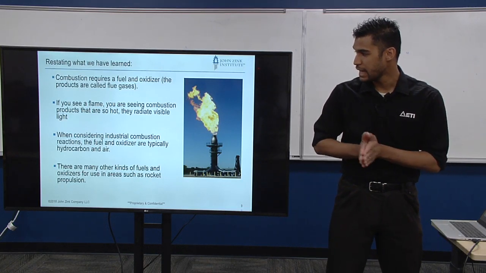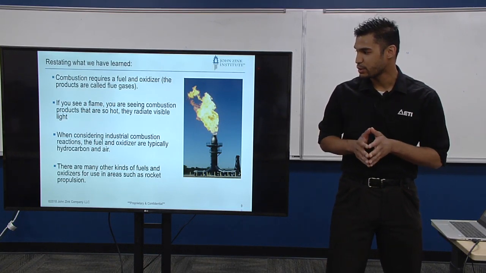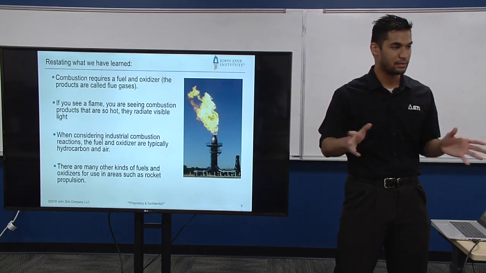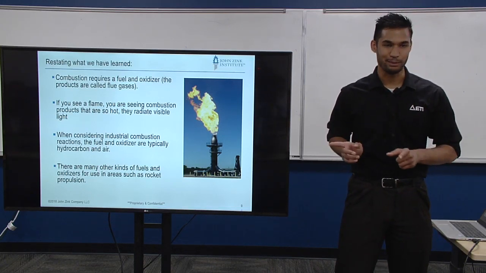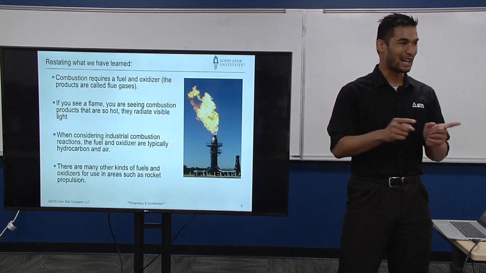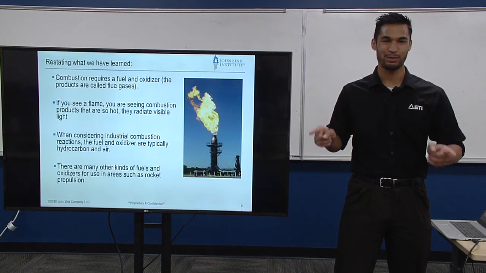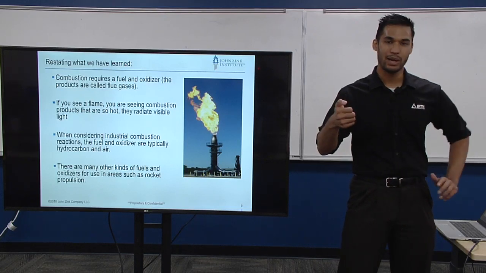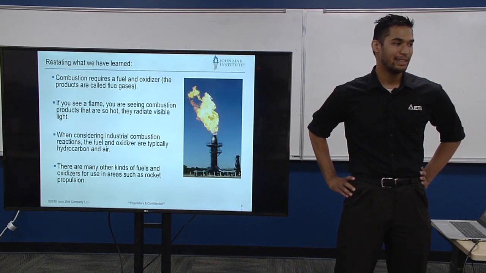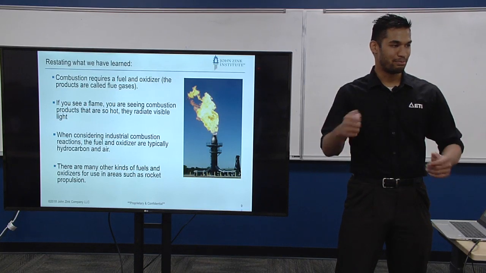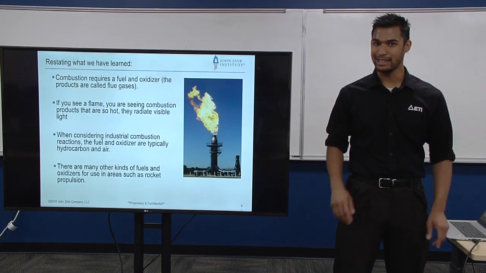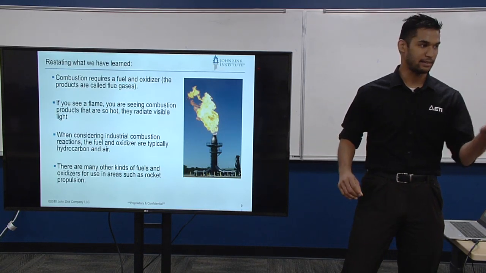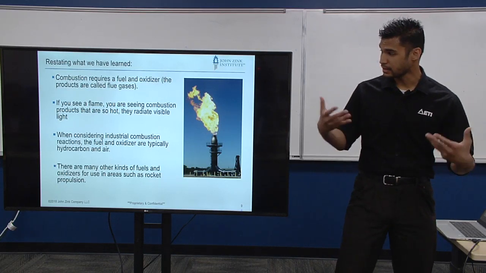If you see a flame, you're seeing combustion products that are so hot that they radiate in the visible spectrum, if you can see them. Sometimes it's still hot, but it's not in the visible spectrum, so you can't see it. Anyone know why Everclear is called Everclear? Try to burn it, it burns clear, right? Well, it's radiating, it's hot, but you can't see it because it's on a different spectrum. That doesn't mean it's not hot.